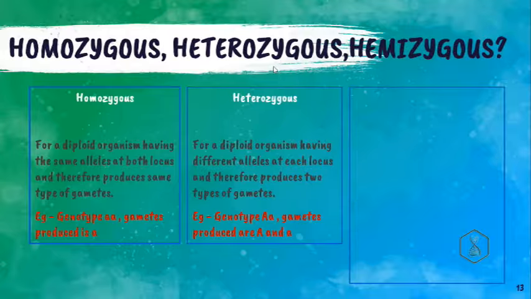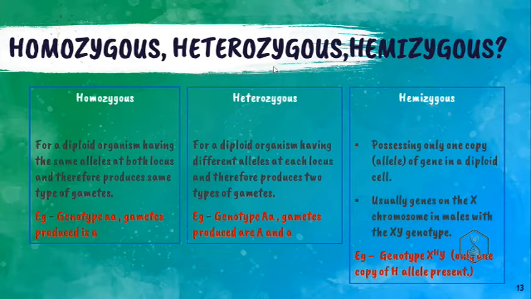What is a hemizygous condition? Possessing only one copy of a gene or one copy of an allele in a diploid cell. Usually, these are genes on the X chromosome in males with the XY genotype. As we all know, males have the XY genotype, and if a gene is present on the X chromosome, it will be present only in a single copy, and such a condition is referred to as the hemizygous condition.